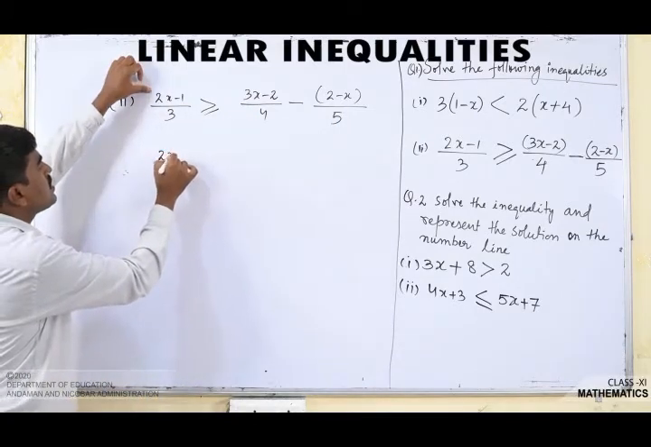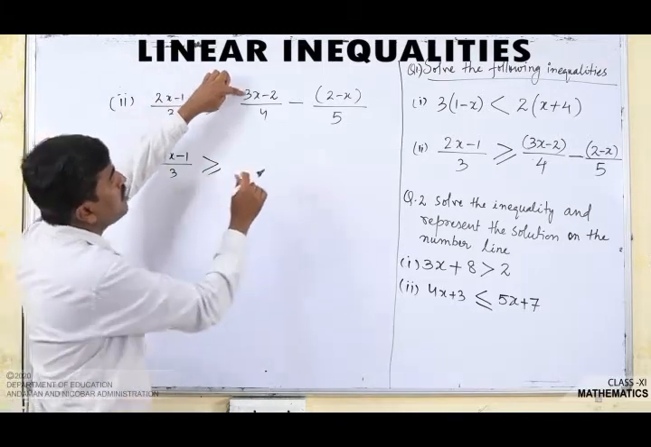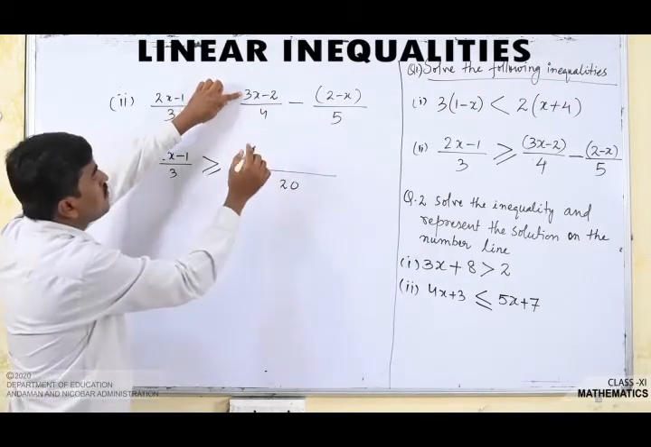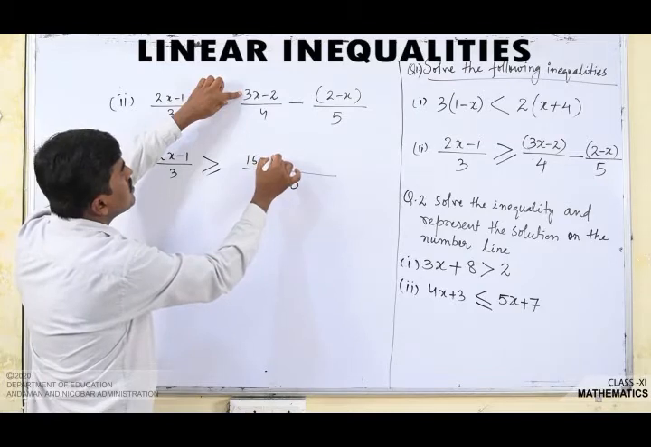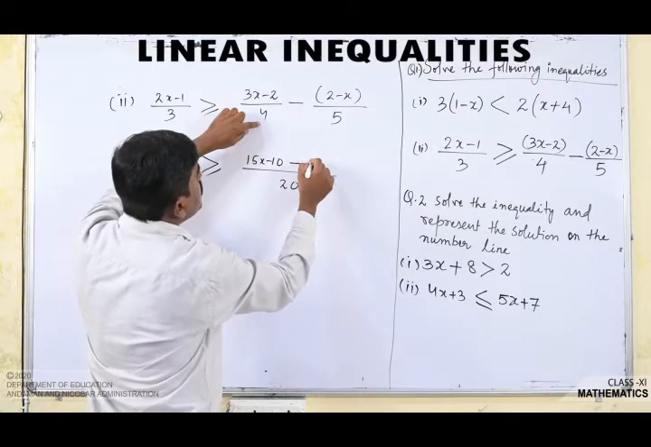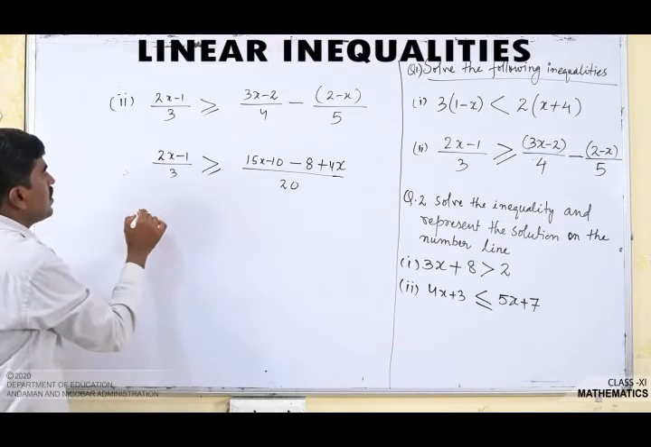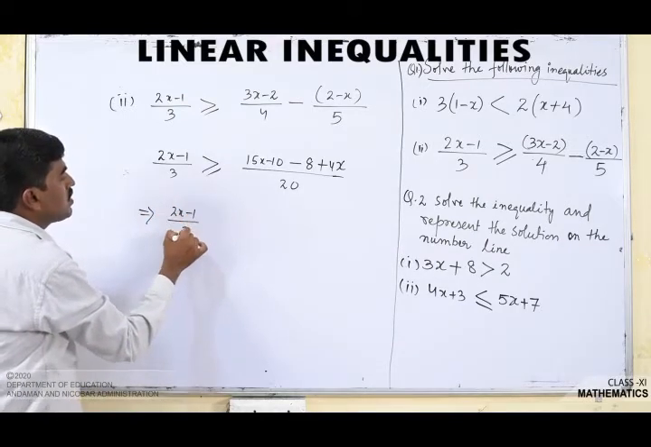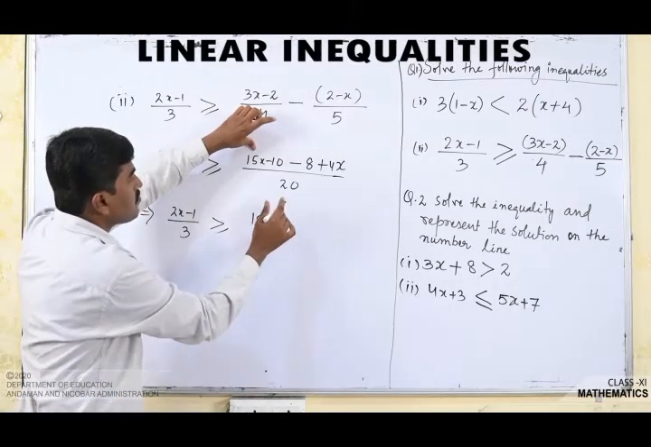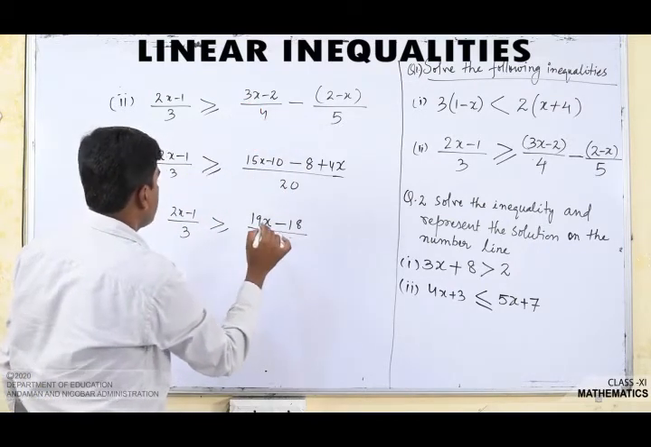So write the LHS as it is, (2x − 1)/3 ≥, now take the LCM here, it is 20, so multiply with 5, 15x − 10, now it is minus of 4 into 2, that is 8, then plus 4x. Okay. That implies (2x − 1)/3 ≥ 15x plus 4x, that is 19x, and it is minus 18 divided by 20.